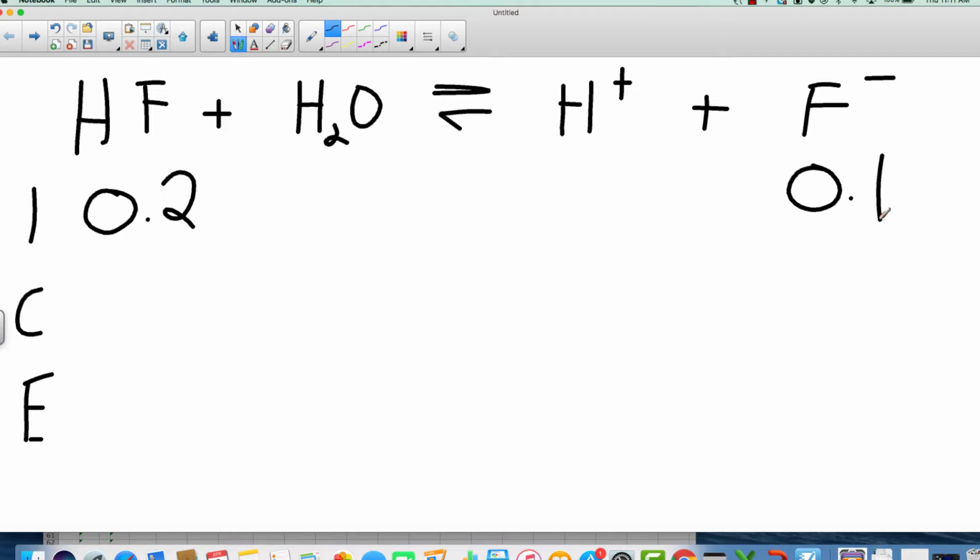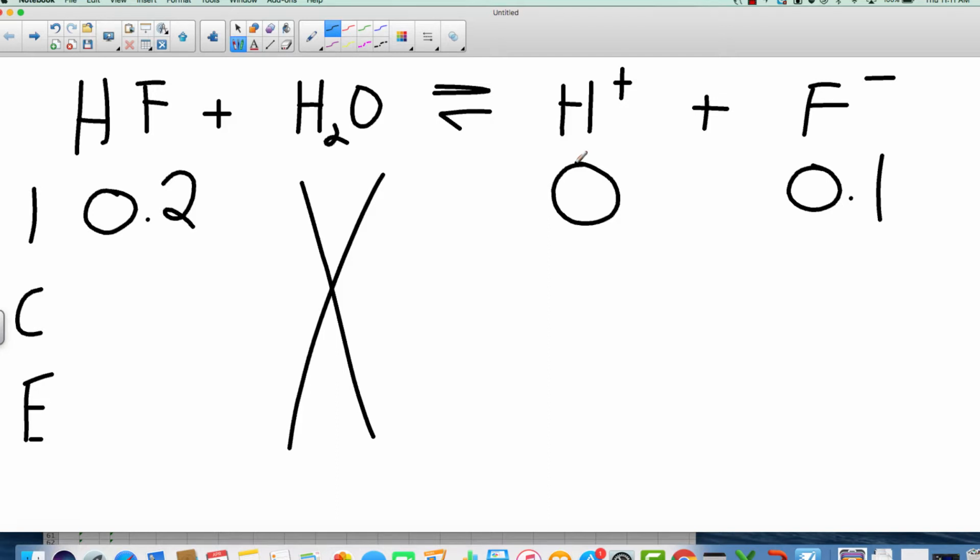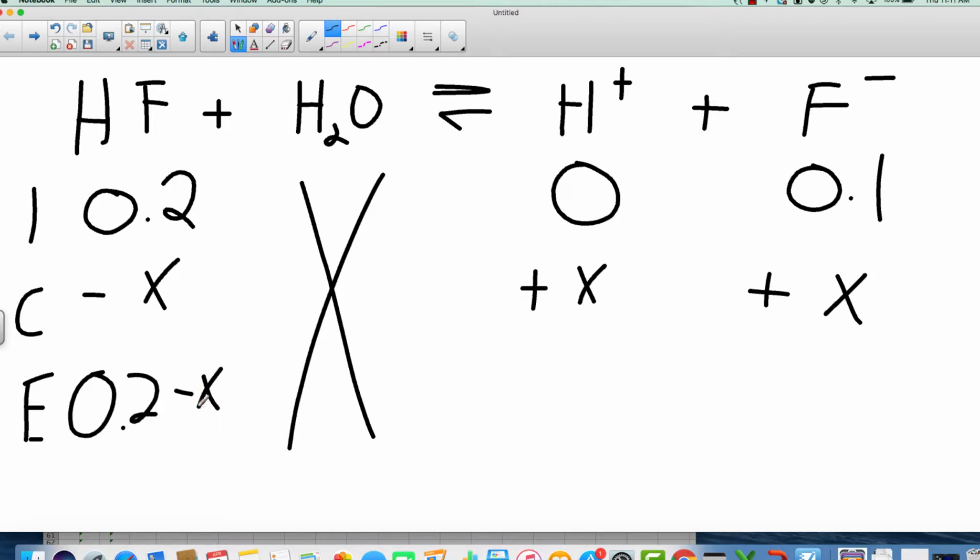Well, we know HF is a weak acid. And we don't care about this part right here. And we know that there's 0 hydrogen ion at the beginning because it didn't tell us we added any. So this is going to go down by X. This is going to go up by X. And this is going to go up by X. This is going to be 0.2 minus X. This is going to be X. And this is going to be 0.1 minus X.